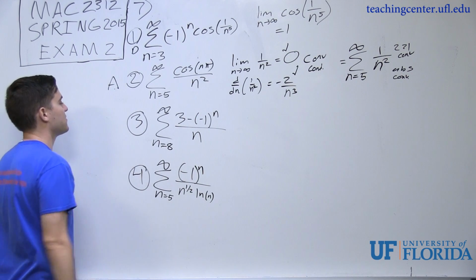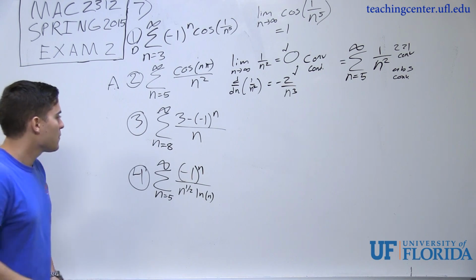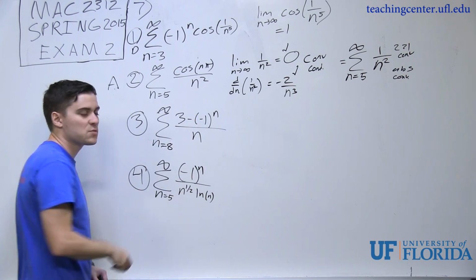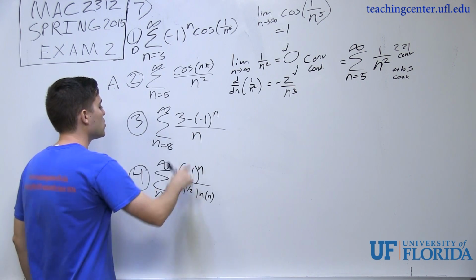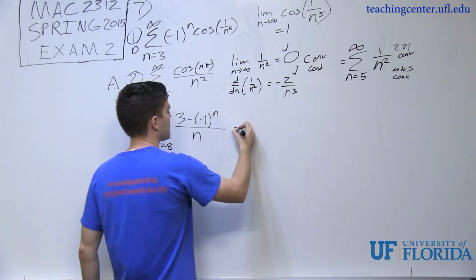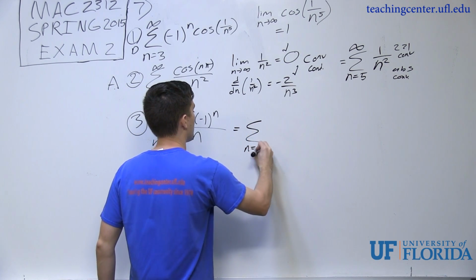So I'm going to write A next to that. Number 3. Number 3, I actually have the ability to split this into 2 different series, which is good because I really don't know what this is going to do over time. So what I'm going to do is split this into 2 different series and see if I can figure out what's going on.